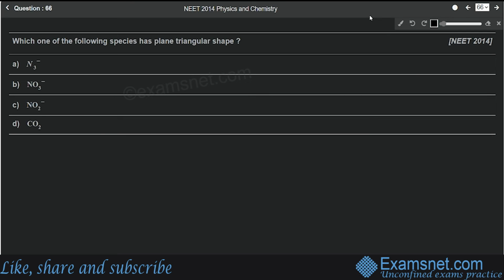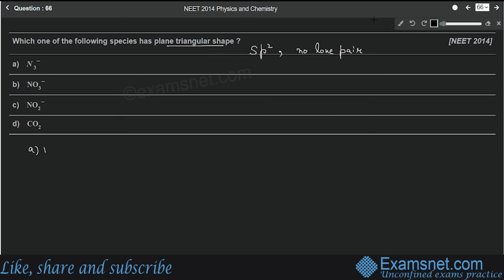Question number 66 is from the chapter Chemical Bonding and Molecular Structure. And the question is, which one of the following species has plain triangular shape? So for plain triangular shape or trigonal planar shape, there should be an sp2 hybridization without any lone pair of electrons. So no lone pair of electrons should be there. Now let's check one by one.